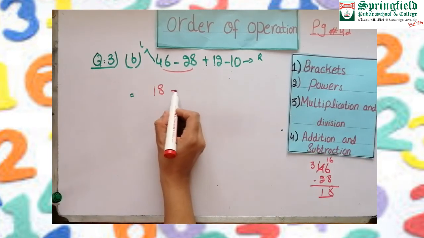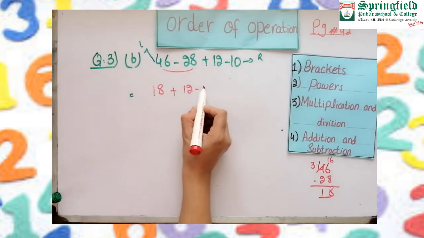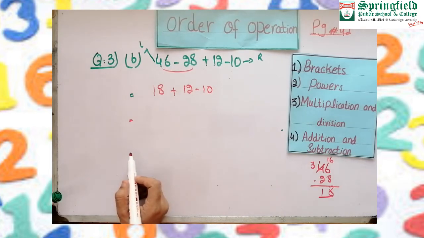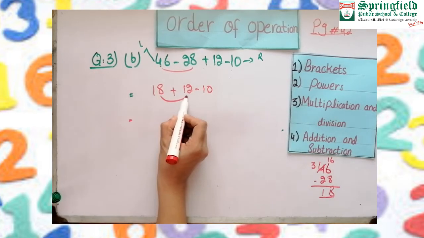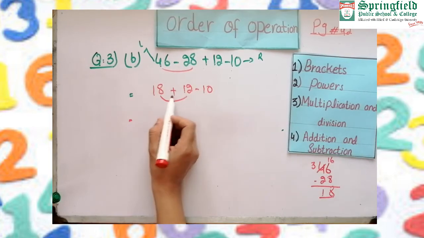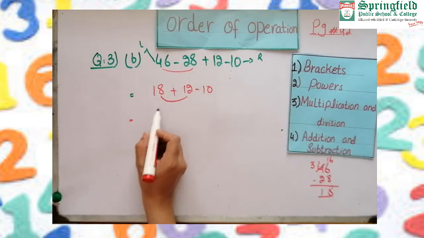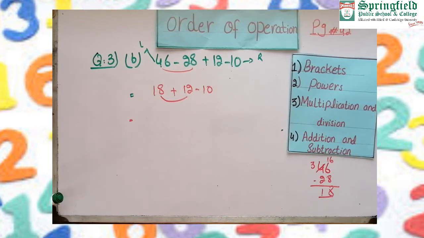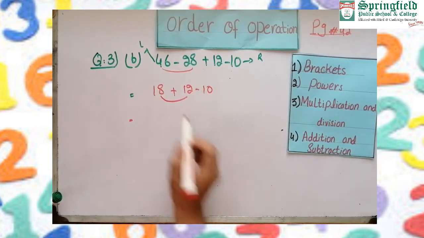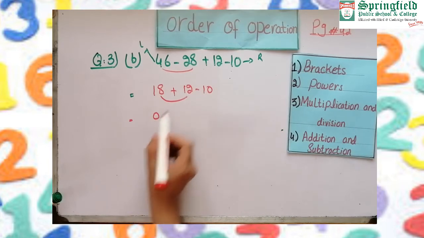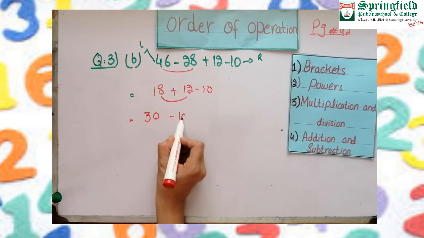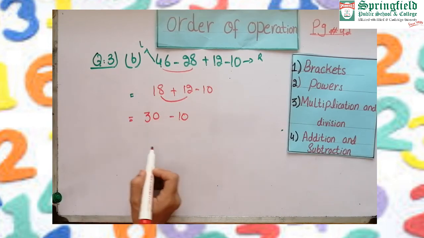Then write down the next steps. Same, plus 12 minus 10. Okay, in the second step, what will we do first? We will add, as addition is the first step in this expression. So 18 plus 12, what will be the answer? 8 plus 2, 10. 1 plus 1, 2 and 3, 30. Minus 10. You can solve on the rough side.